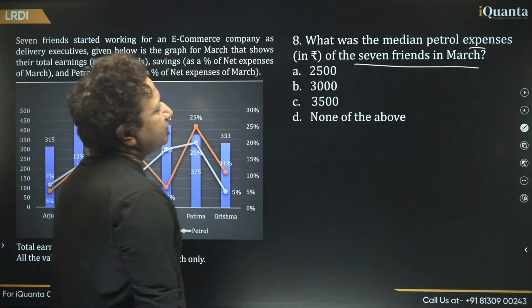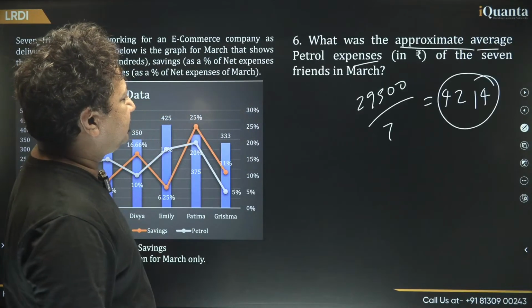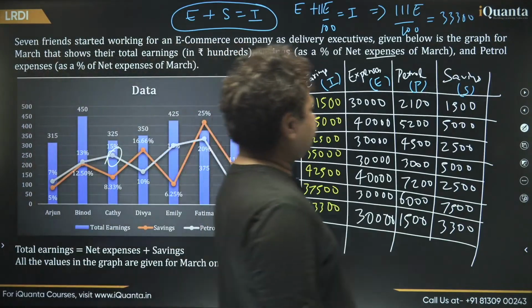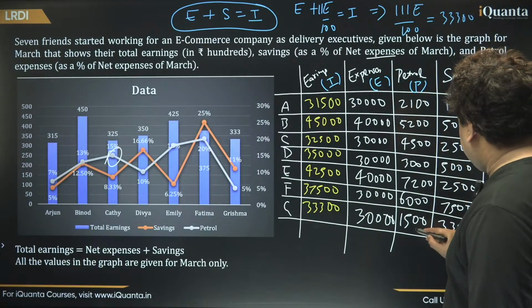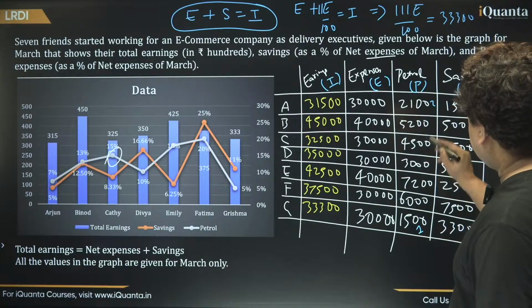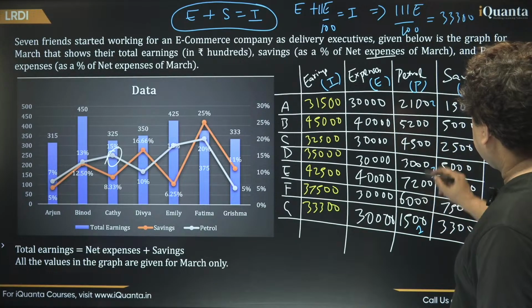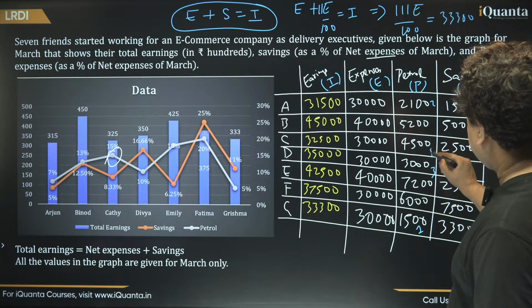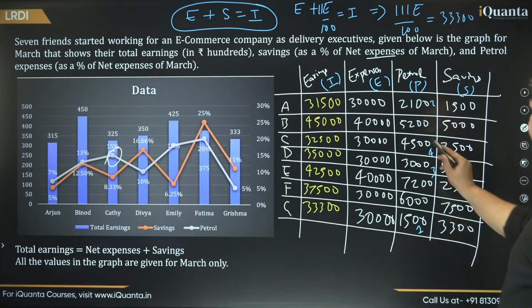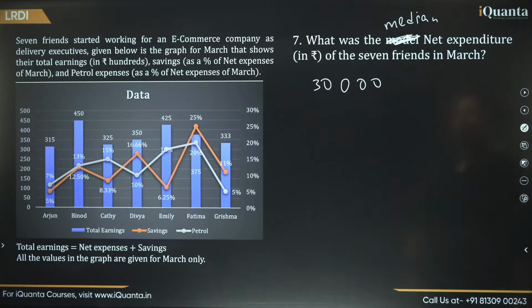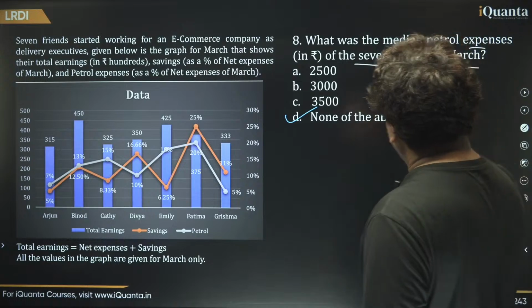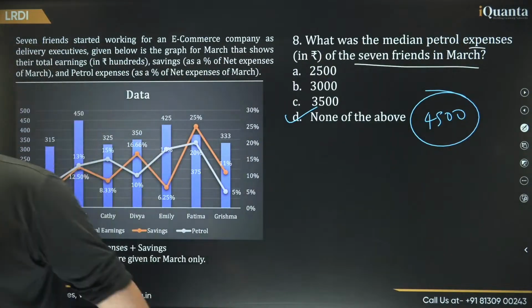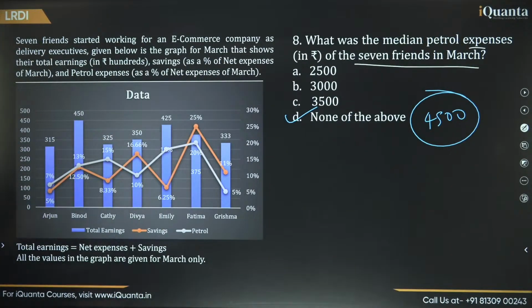Next, median petrol expenses. Let's see. बीच में कौन है? Just rank it, ascending to descending. पहला ये आएगा, second, third, that is the fourth. Fourth वाला ये आंसर है हमारा, median 4,500. None of these. Clear? All of you got it?